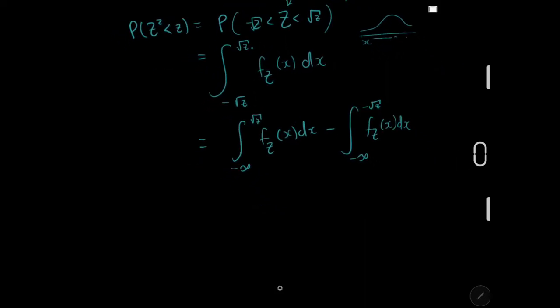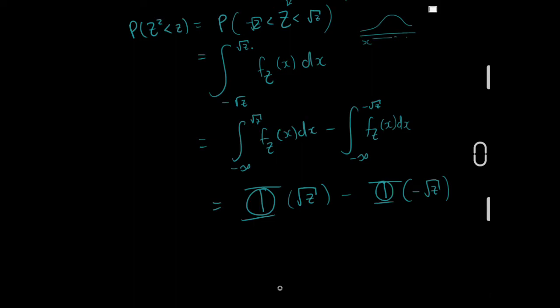Now we can see where the CDFs of z come into play, because this over here is just the CDF evaluated at the square root of z. And because we know that z is a standard normal, we can just use the formula for a standard normal CDF. So this is phi evaluated at square root of z minus phi evaluated at negative square root of z.